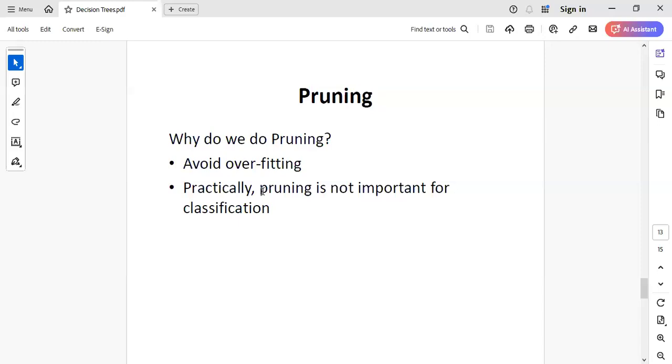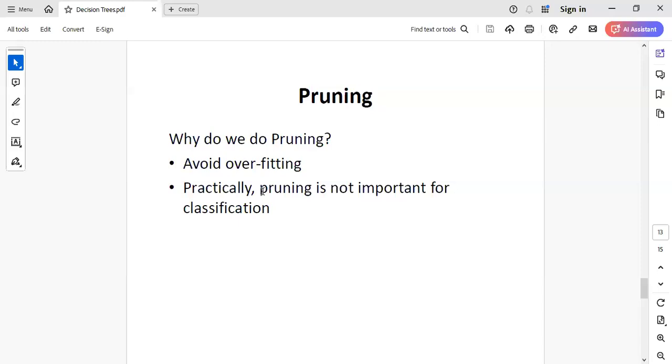In layman's terms we say the gardener is cutting the tree, but in technical terms in a decision tree we call it pruning. Pruning means the unnecessarily grown part of a decision tree is cut. What is that unnecessarily growing part of a tree? Why should we cut it? Practically pruning is not that important, but if you do it, the accuracy will increase.